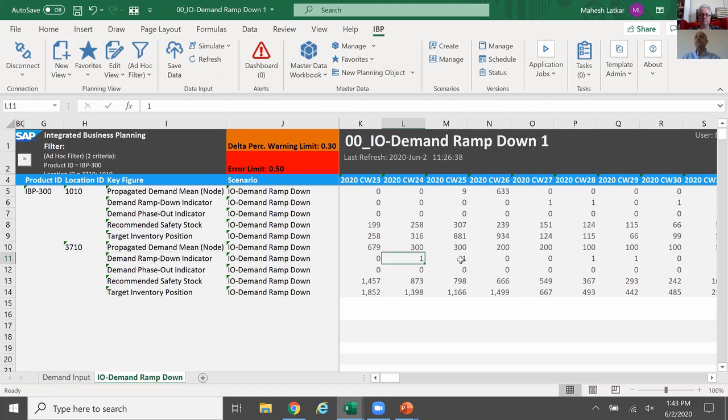Based on this demand ramp down indicator, it also suggests that you had recommended safety stock very high in the previous bucket. Now it is going to reduce drastically. Yeah, that is very practical. So as a planner, I can review this with the indicators, but the system has already recommended an action to be taken. Similarly for the target inventory positions, you can see that it's a very big number in the previous bucket, but now it is reducing to 1300.